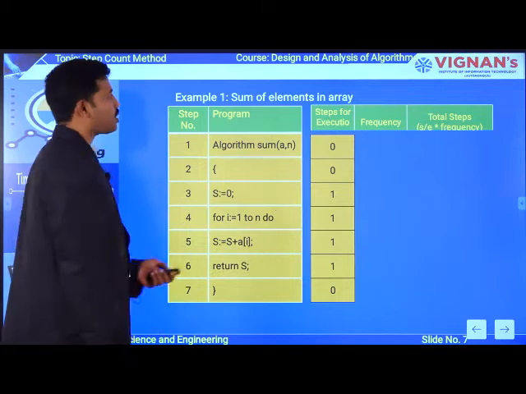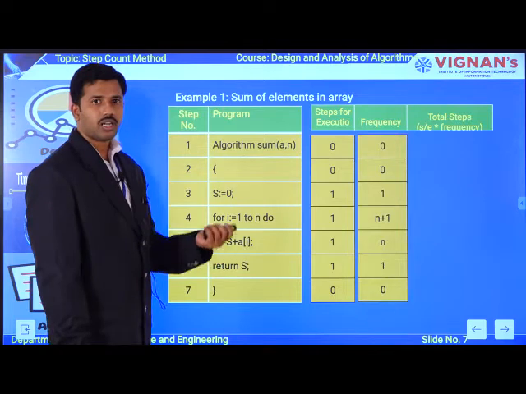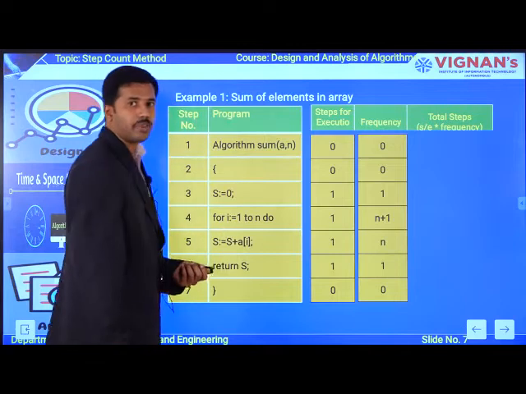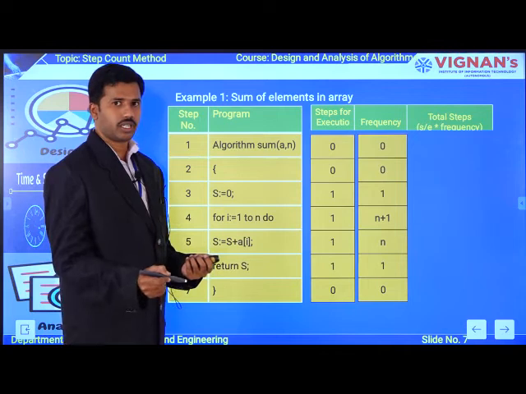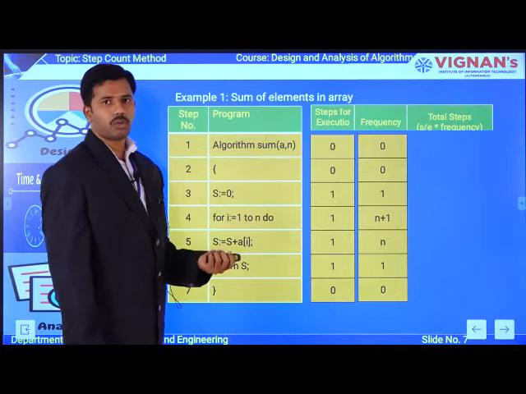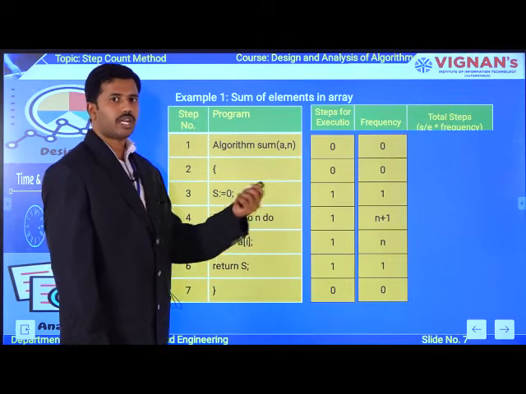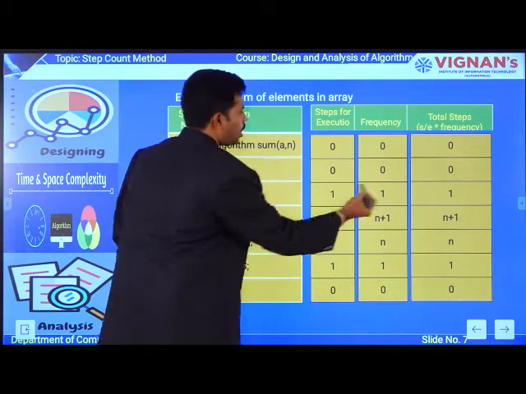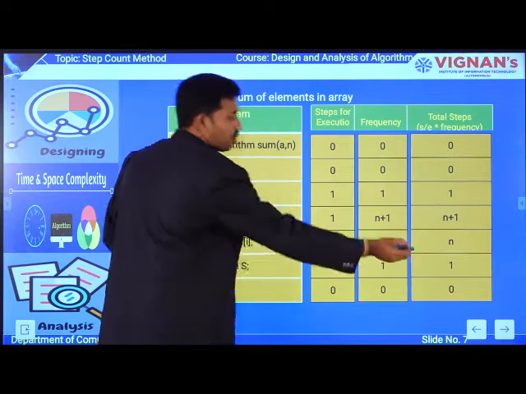Now we focus on how the second parameter is updating. The frequency for the for loop is n plus 1, not n: n times the for loop is executing and one time you are doing an assignment operation. Now it is very easy to update the third parameter, because you multiply the first parameter and the second parameter to get the total steps. So 0 into 0 is 0, 0 into 0 is 0, 1 into 1 is 1, 1 into n plus 1 is n plus 1, 1 into n is n, 1 into 1 is 1, 0 into 0 is 0.